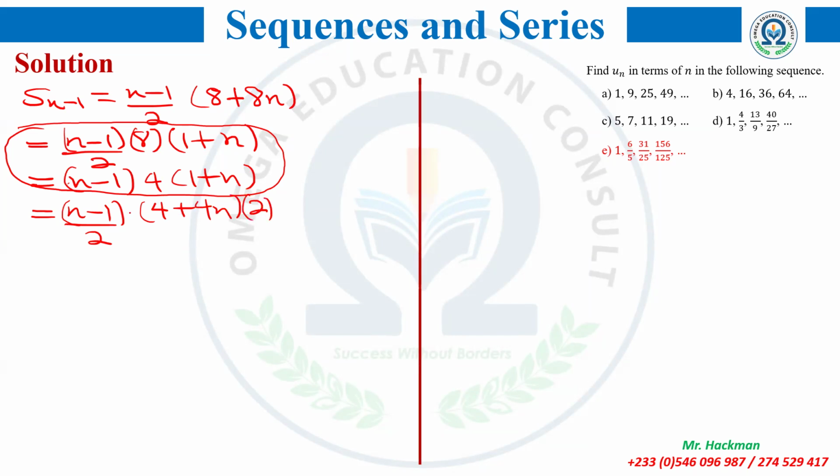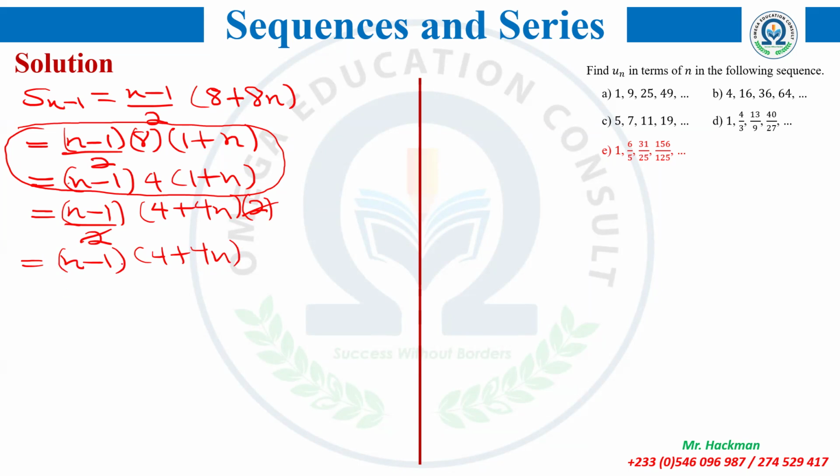You can also bring the 2 here if you like. So this 2 will cancel this 2. In effect, we are going to get (n minus 1) into (4 plus 4n), which is a little prettier than this. You get it? Yes, please.